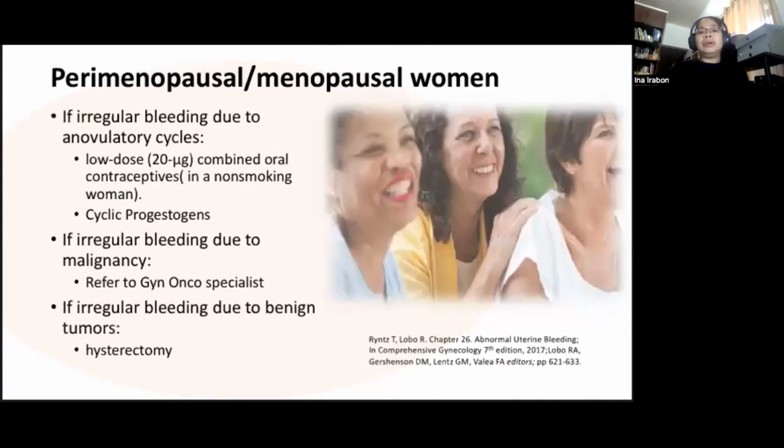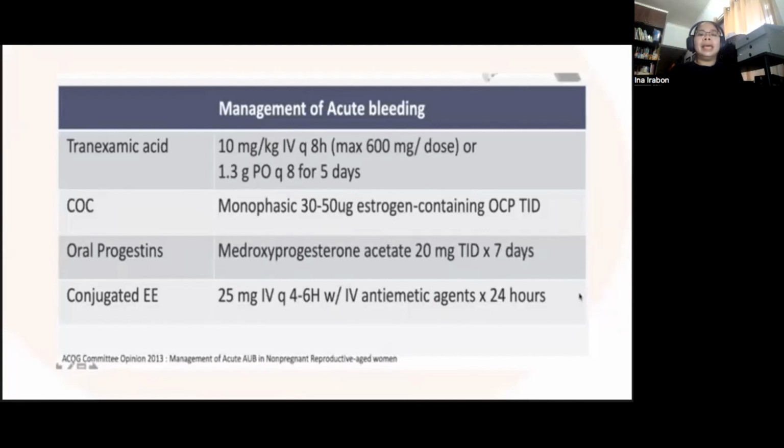For the perimenopausal women, now if the irregular bleeding is due to anovulatory cycles, then one option is to give them hormones, just low dose. Low dose hormonal pills. Okay, so we can give the low dose or the 20 micrograms combined oral contraceptives or cyclic progestins. If irregular bleeding is due to malignancy, then of course we have to refer them to a gyne-oncologist. If the irregular bleeding is due to benign tumors, then we can do hysterectomy. And this is a summary of the management of acute bleeding.